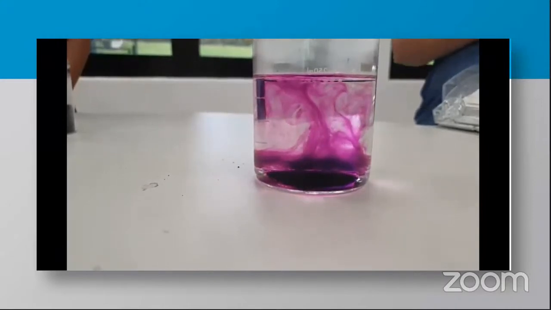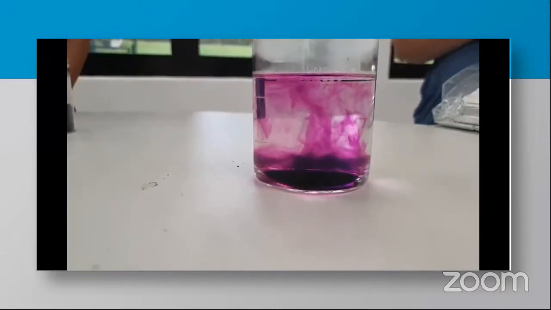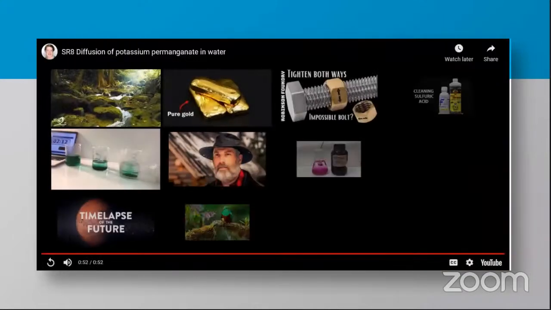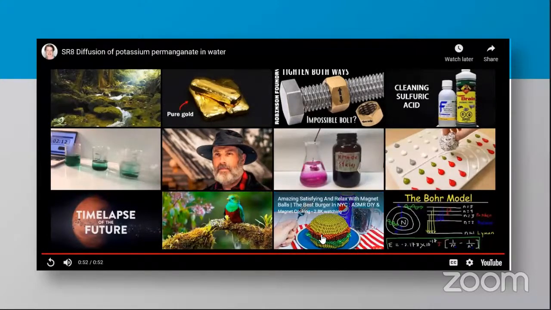Oh, what is this? You can see the concentration is much down and up, it is low. So that is diffusion. Let me repeat again.